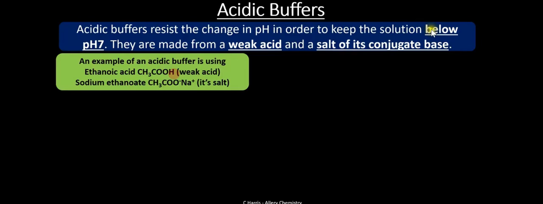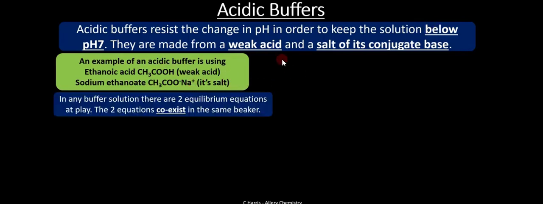But here, our CH3COOH will dissociate to give us the conjugate base, which is CH3COO minus, plus our H plus ions. So the CH3COO minus, this part here, is our conjugate base. Now when it combines with sodium, in this case, that's the salt. So you need this combination, the weak acid and its salt, or the salt of its conjugate base. This is what makes you the acidic buffer in this case.